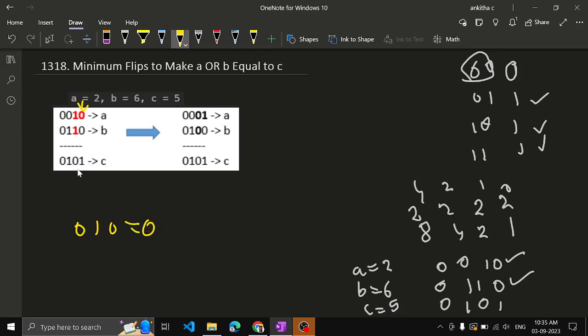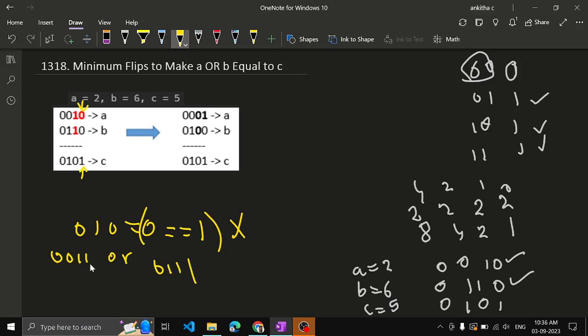But is it equal to the least significant bit in the resultant C? Is it equal to 1? No. So if this is not equal to 1, what can be done? We can flip either of the bits. Either the least significant bit in A can be made 1, so it becomes 0 0 1 1. Or you can make the least significant bit in B equal to 1, so it becomes 0 1 1 1. Do we need to make both of them 1?